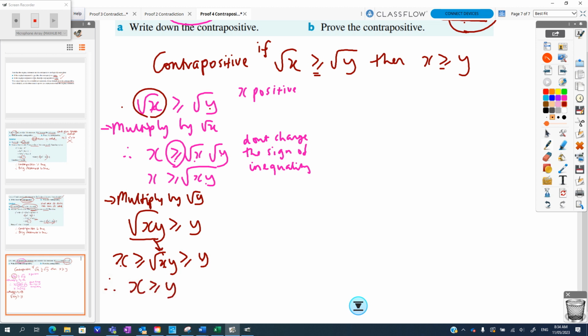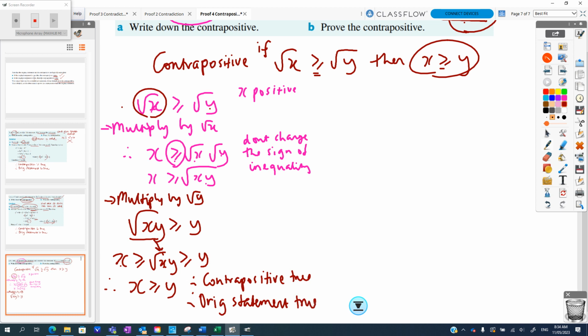which is the statement I want to prove. Therefore, the contrapositive is proved. It's true, so therefore the original statement is true. Now, I'm going to show you another way.